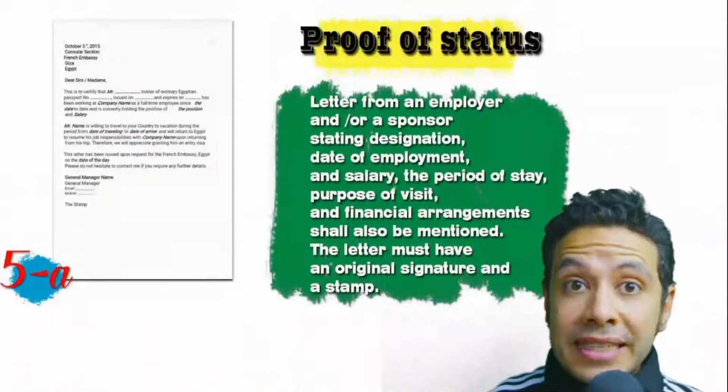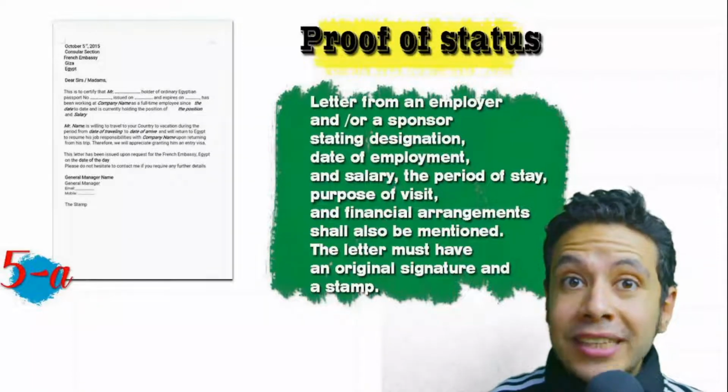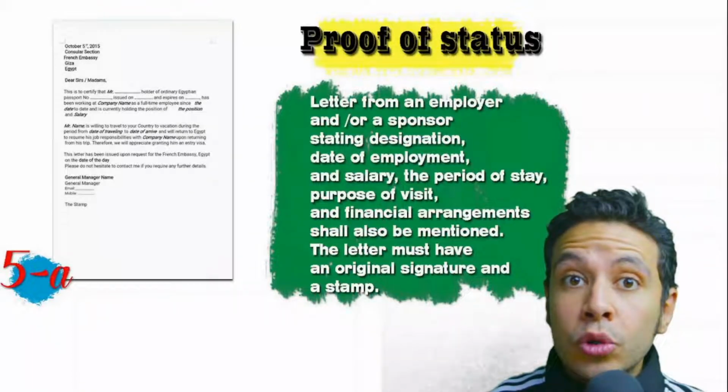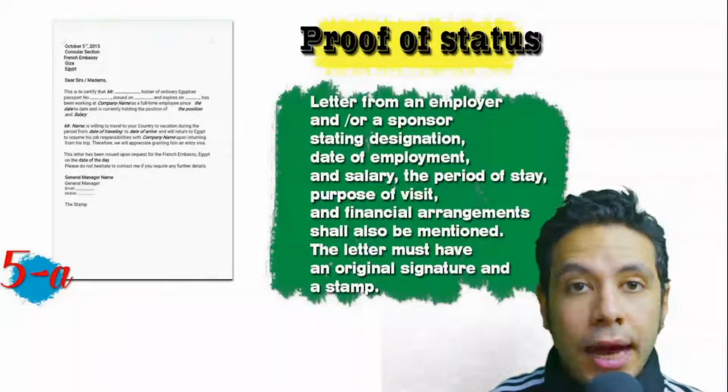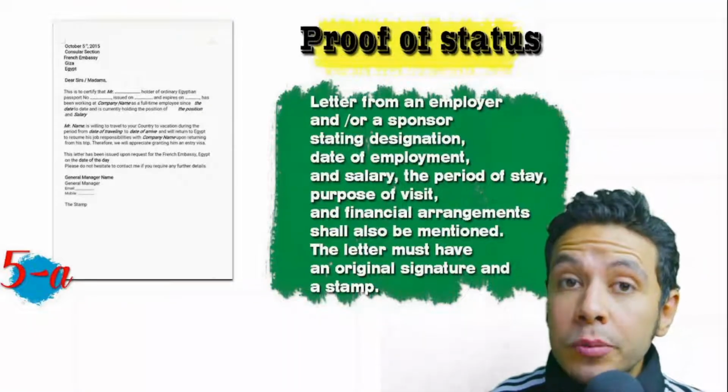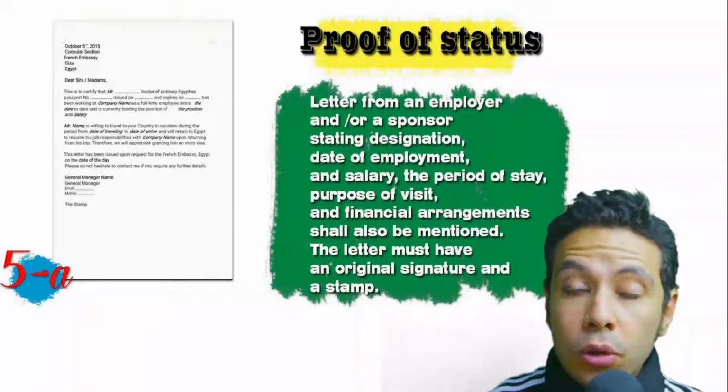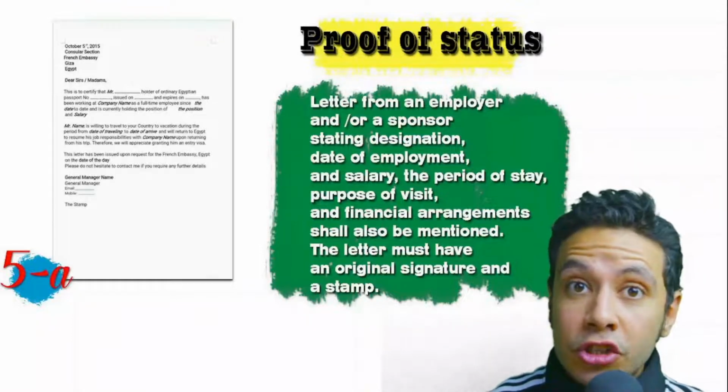In most of the visa application processes, you will be required to provide a proof of status. For example, if you are an employee, you will have to provide a letter from your employer or from your HR department mentioning your name, your work detail, and your salary. And both address and contact numbers should be mentioned also in that letter. And all letters must have an original signature and a stamp.